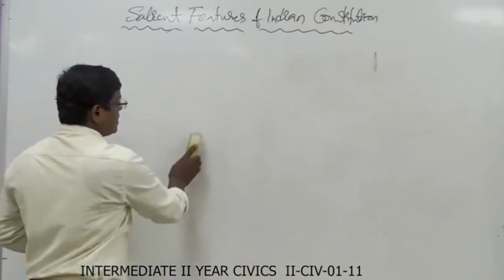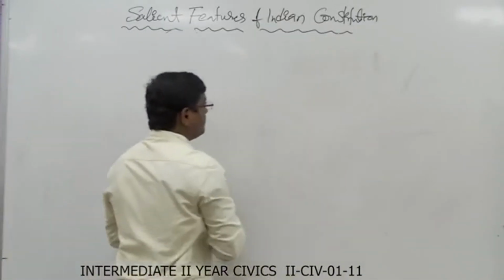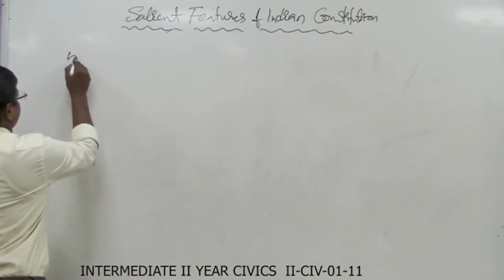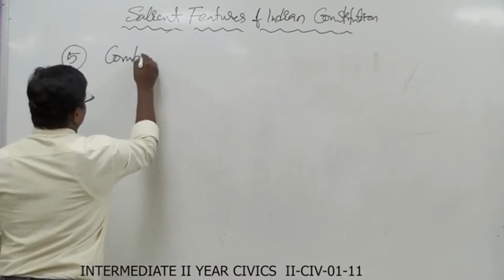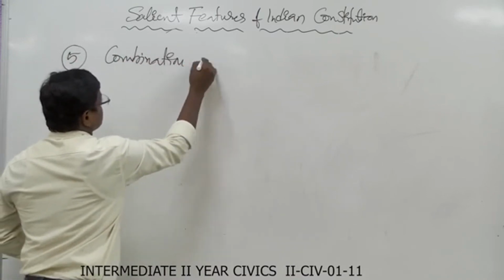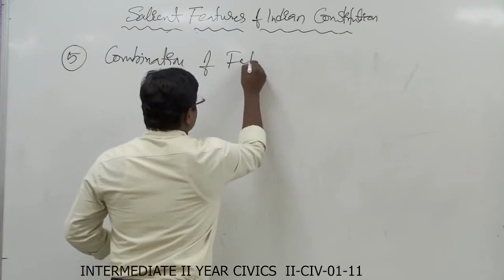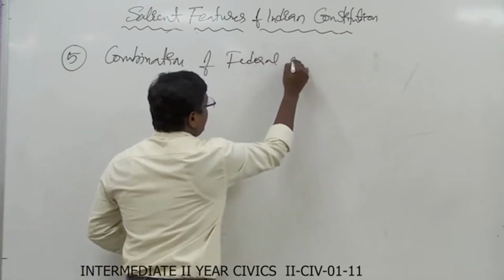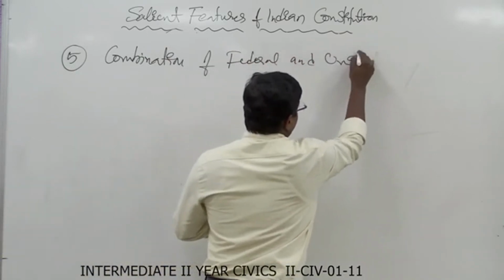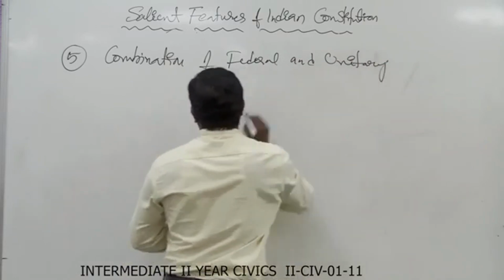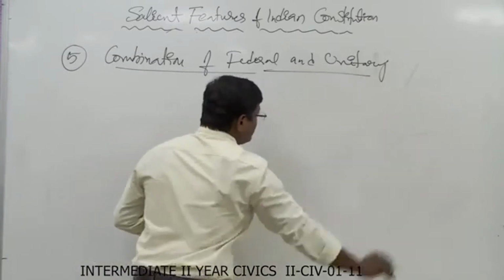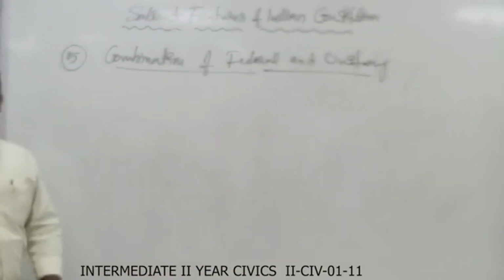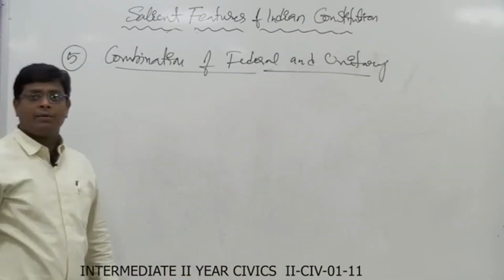Let us try to understand this in a very clear manner. The fifth one is the combination of federal and unitary. So what is meant by federal government? What is meant by unitary government? Keep in mind, all of you.